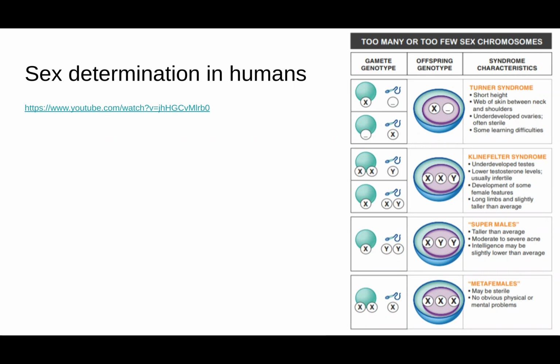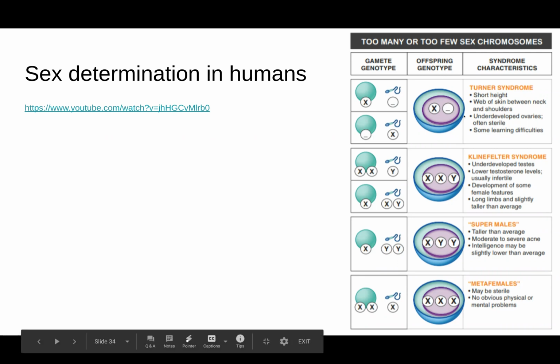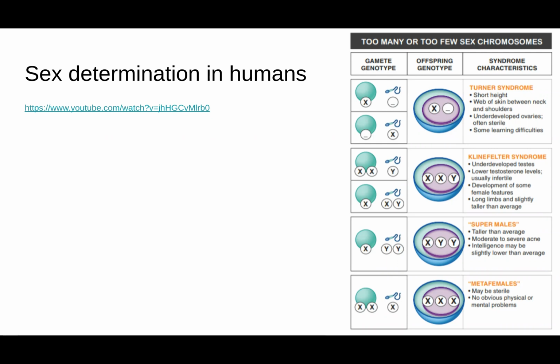Sometimes we can have individuals that have just one X chromosome and no Y chromosome or no second X chromosome. These individuals typically develop what's called Turner syndrome, leading them to shorter heights. They have these really odd looking webs of skin develop between their neck and their shoulders, and all sorts of problems with their ovaries and sterility, as well as potentially some learning difficulties. Those that are XXY typically develop Klinefelter syndrome, which leads to underdeveloped testes and lower testosterone. Typically, you're slightly more feminine, you have longer limbs, and you're slightly taller than average. So think of someone that's a little bit ganglier.